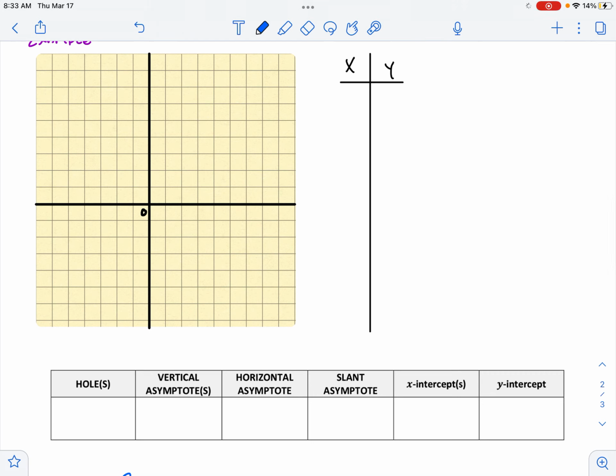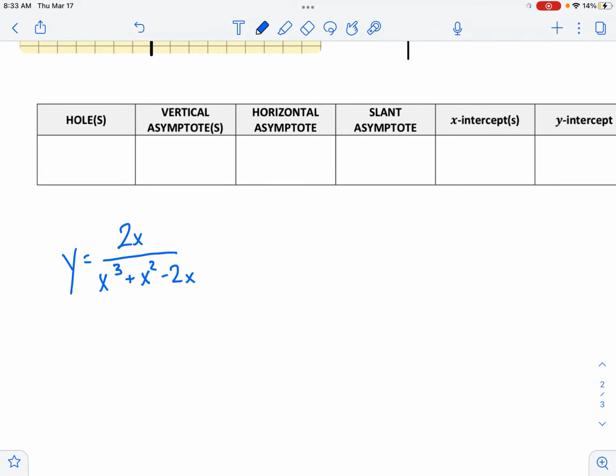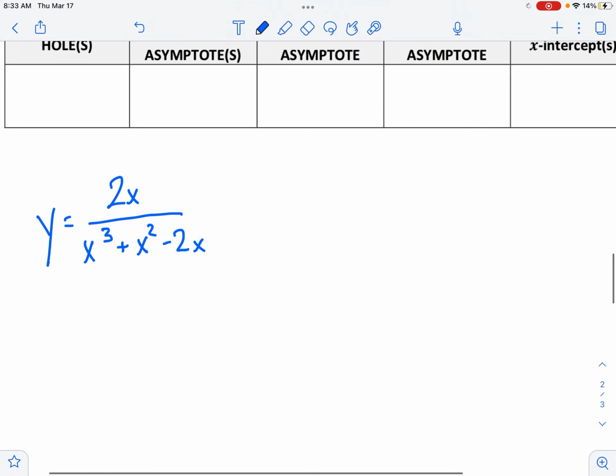I'll have a graph, I'll have a table of values, and I'll have a chart or some sort of idea about asymptotes, holes, and my intercepts. If I can find those things, I think my graph is off to a good start. And the equation we're going to work with today, again, kind of an introductory one, although not basic by any means, is going to be the equation you see here in blue.